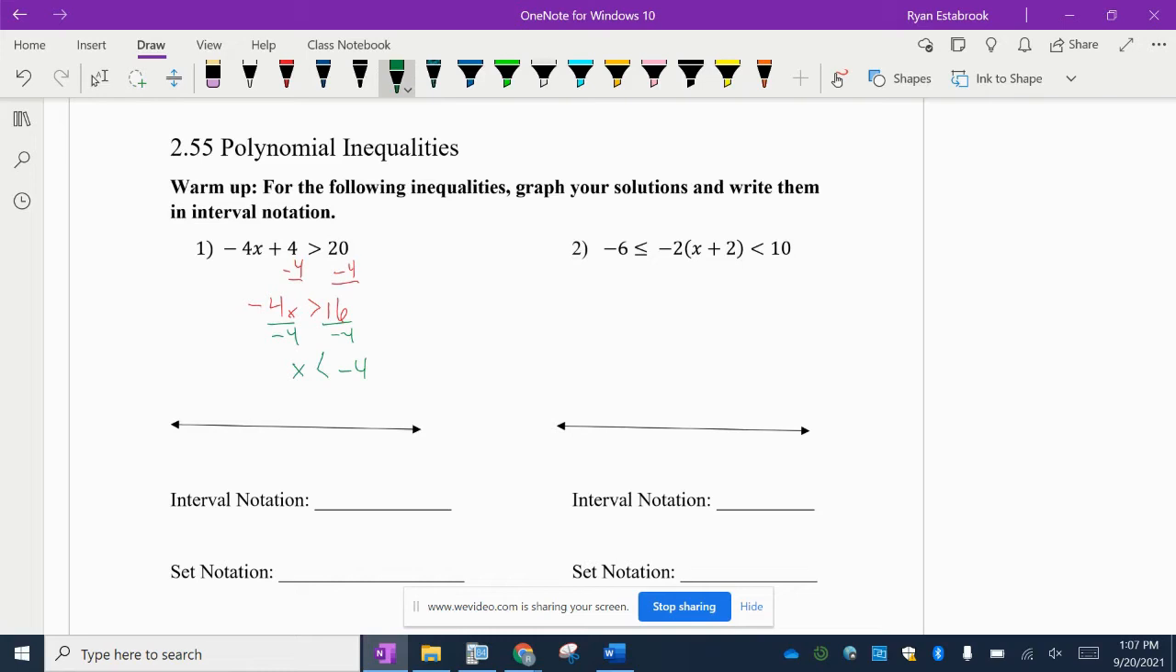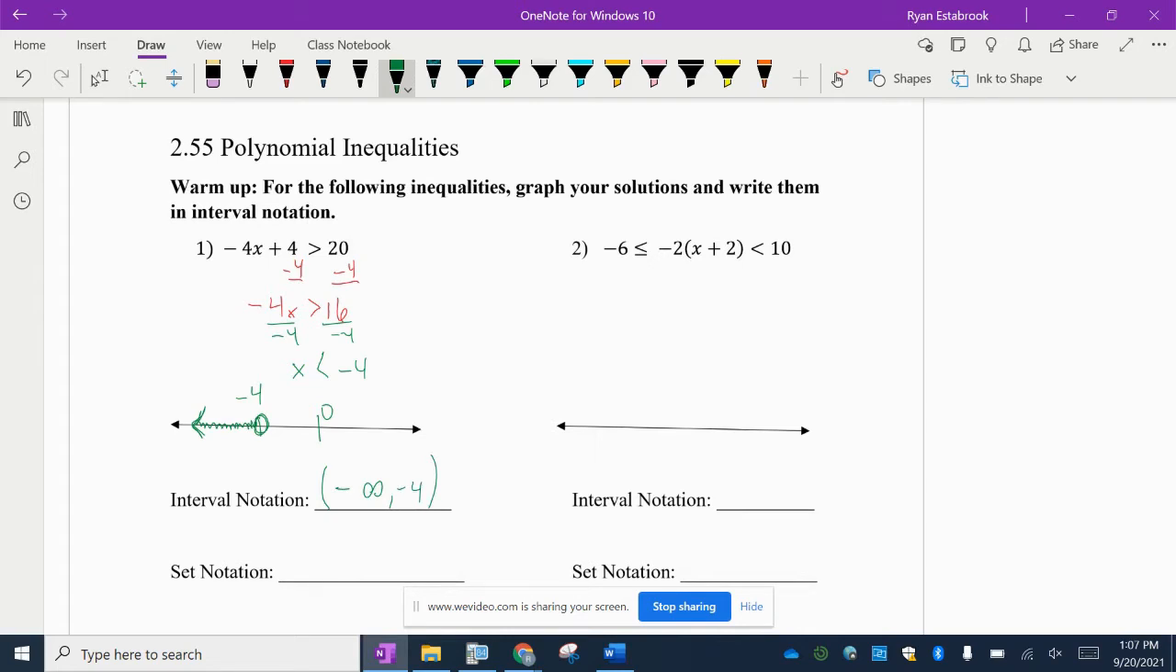It's one of the small little differences with these inequalities. Make sure that you do change the sign. As far as the number line goes, if this is 0, negative 4 is over here. X is less than that, not less than or equal to. So it's going to be an open circle. And since it's less than, it goes to the left. In interval notation, we'd say that's negative infinity to negative 4. It doesn't include negative 4, so a parenthesis there.